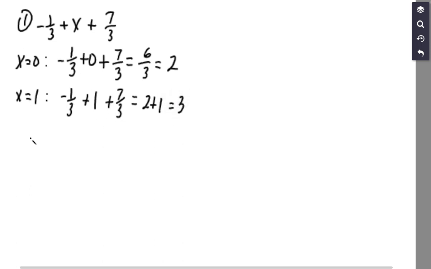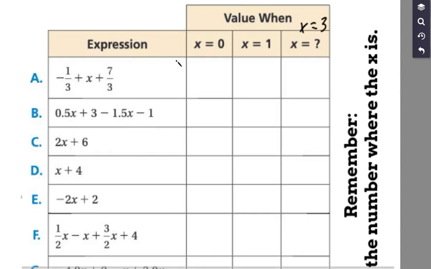All right, and then the last part, x equals 3 is what I chose. So that's going to be negative 1/3 plus 3 plus 7 over 3. Okay, so I know that negative 1/3 and 7 over 3 is 2. And then I'm going to add 3 to that. So 2 plus 3 is 5. Like that. Okay. All right. So then I'm going to pull this over here. And I got 2. I got a 3. And then I got 5 when I put that in.